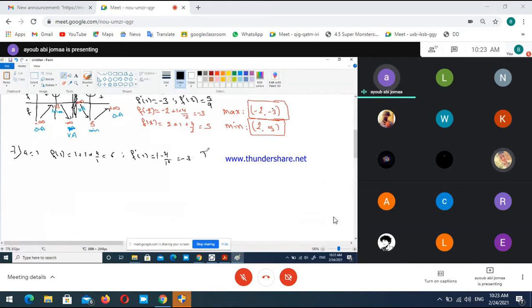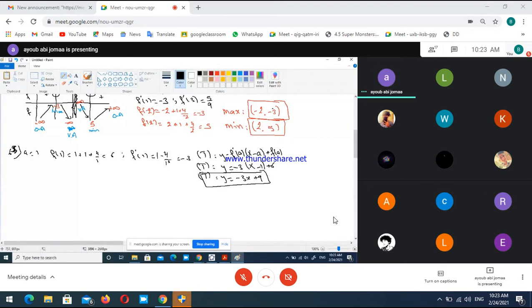Then the equation of the tangent line t. So y is equal to f prime of a into x minus a plus f of a. Then the line t will be of equation y is equal to f prime, which is negative 3, x minus a, which is 1, plus f of 1, which is 6. Then straight line t will be of equation y is equal to negative 3x plus 9.